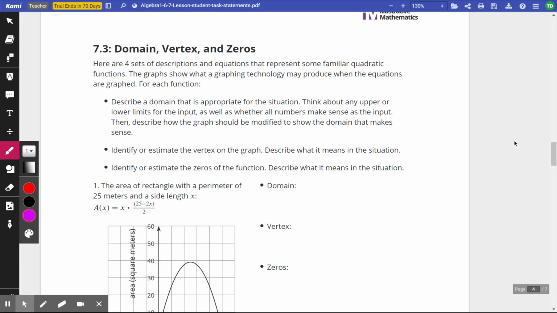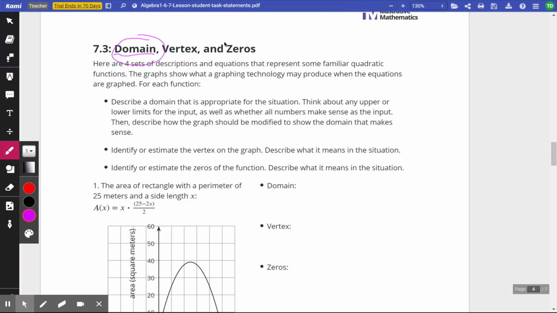And we are back now with 7.3, domain, vertex, and zeros. So at this point, you should know what domain is. If you do not, you need to return back to the previous lessons and look at the summaries. It should give you a very clear picture of what domain is. But if you're stuck, the first thing you should be doing is, well, wait, I forgot what those mean, so let's just look it up.